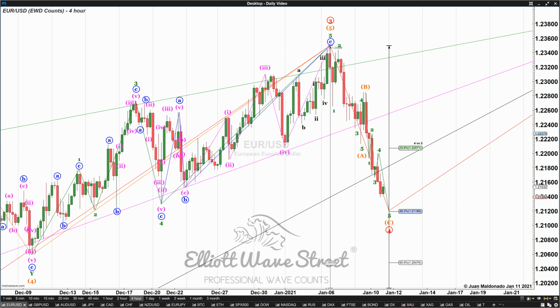We are starting the week with a pretty strong US dollar. After reaching lows, the dollar started to bounce to the upside. That is why we are seeing this big sell-off on the euro dollar, which seems to want to hit the 38.2% Fibonacci retrace, the most common target when we are in wave 4.